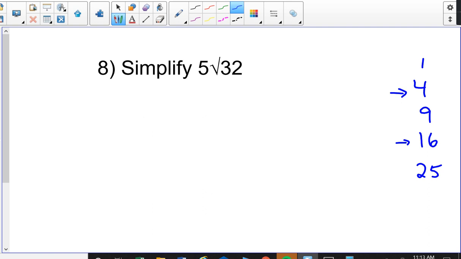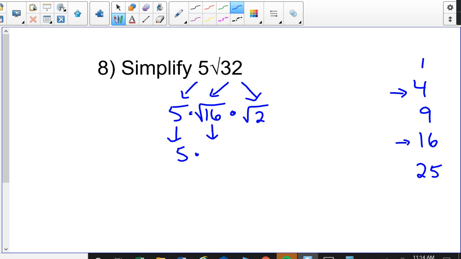So that means I could rewrite 32 as the factors 16 and 2. And notice I'm still keeping the square root. I didn't take the square root yet. I just took that root 32 and broke it into two roots, 16 times 2, root 16 times root 2. And I like to bring down that whole number right away so that I don't forget to multiply by 5 at the end. So I have 5 times square root of 16. I could simplify square root of 16 to 4 because 4 times 4 is 16. And then we have times square root of 2.